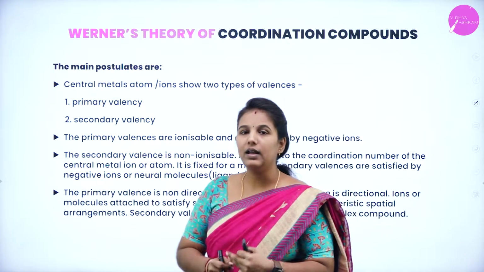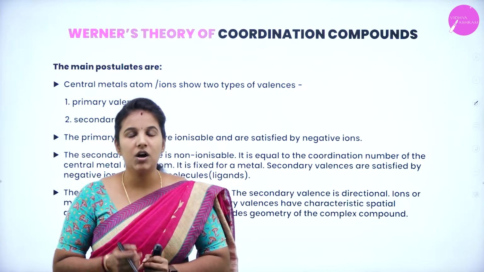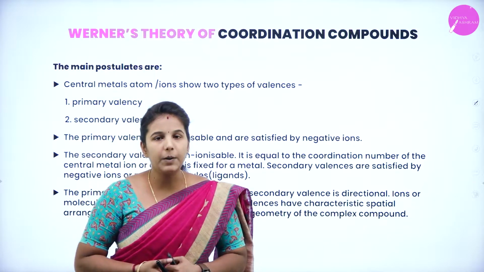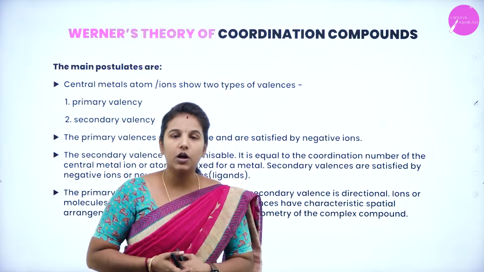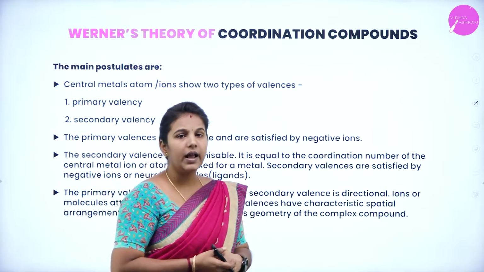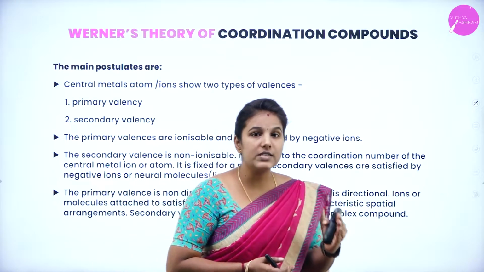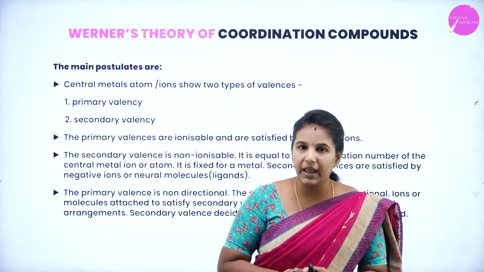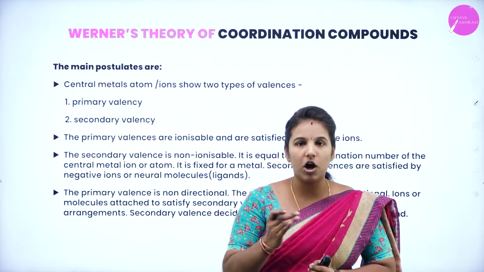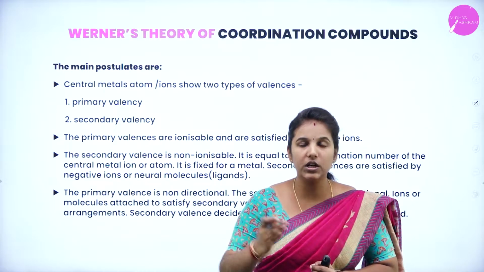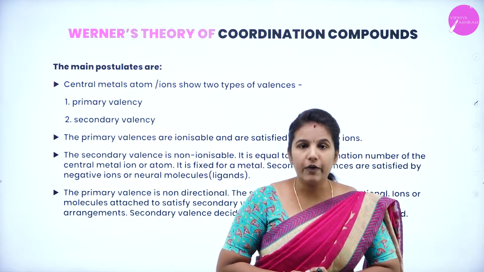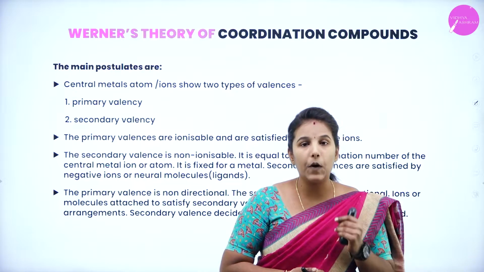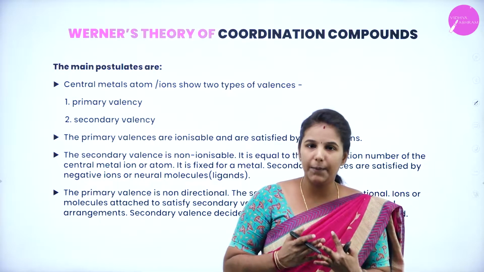So in the year 1898, Alfred Werner was a scientist. He prepared a large number of coordination compounds and studied their physical, chemical as well as isomeric behavior of those coordination compounds. And he finally came to a conclusion and put forward postulates to explain their behavior.